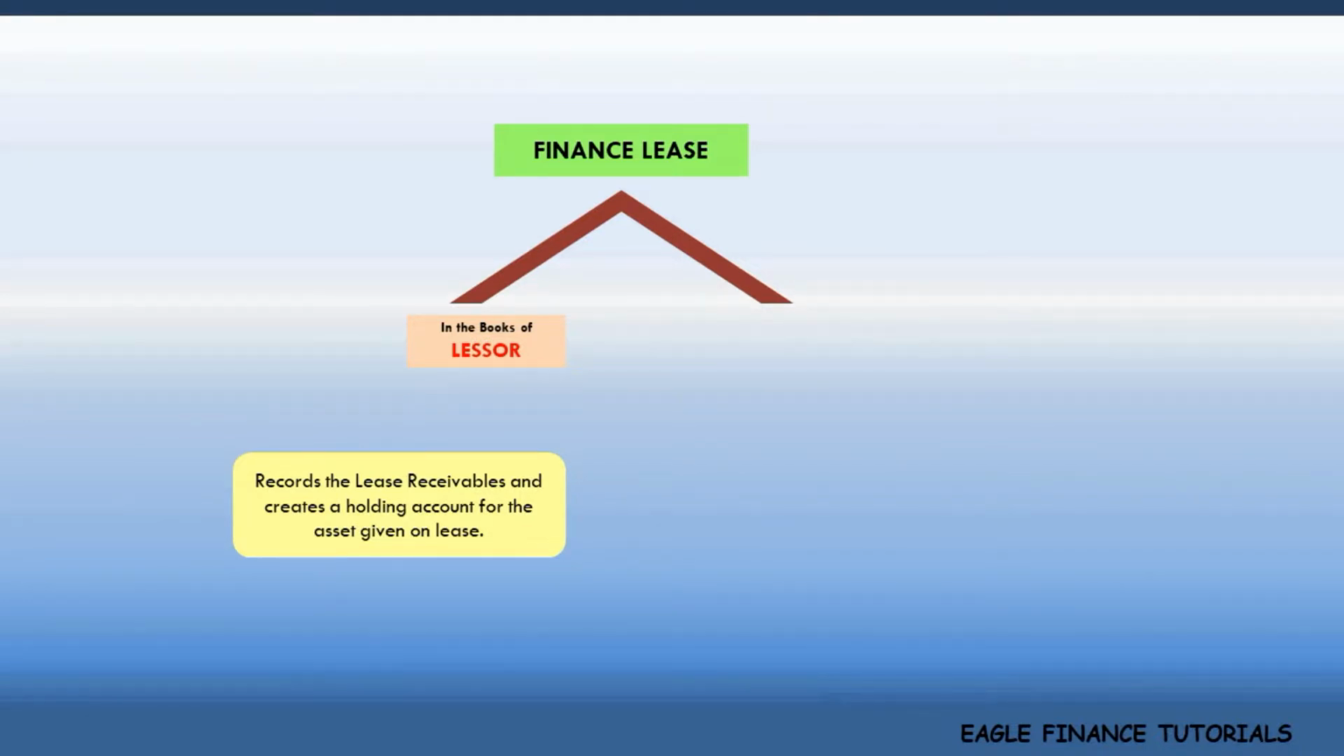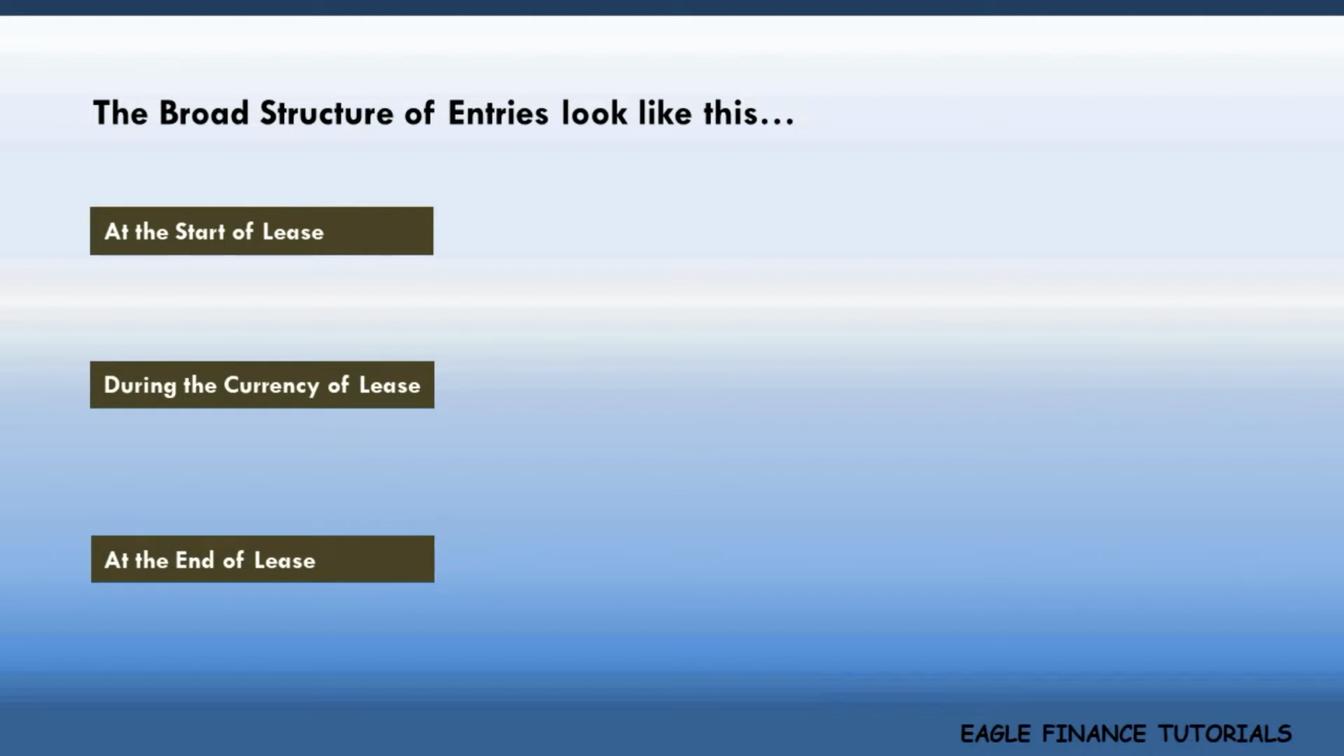The broad structure of entries look like this. The lessor makes entries at three stages of the lease: at the start of the lease, during the lease, and end of the lease. At the start of the lease, the lessor records entries to eliminate the asset given on lease from his books, records lease receivables, and also makes a holding account to park the unrecognized finance income. That is, the finance income which is going to accrue throughout the lease term.